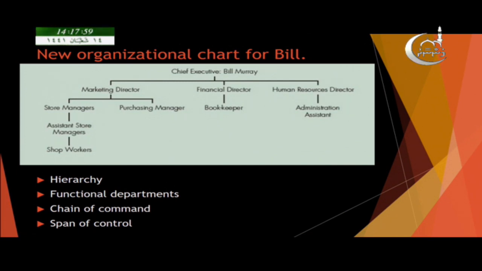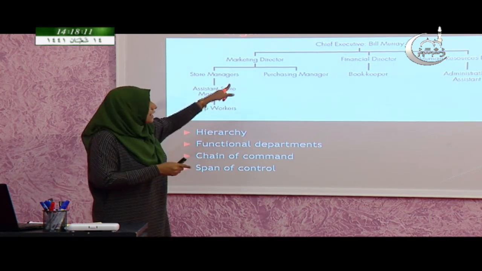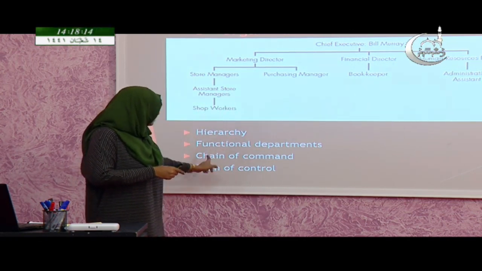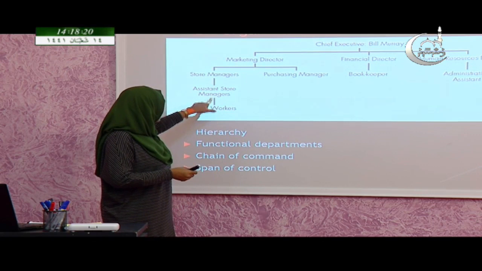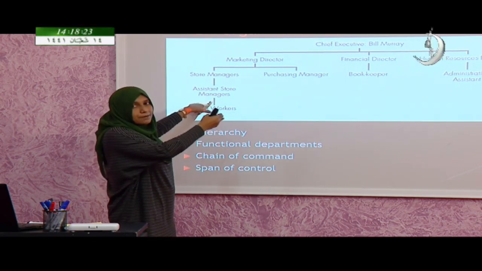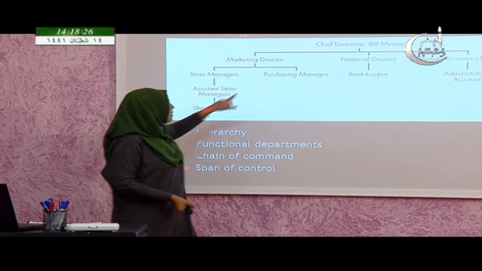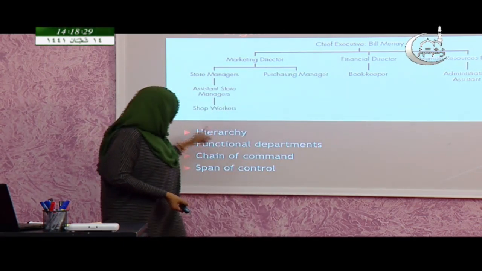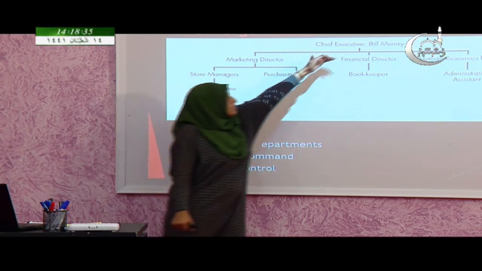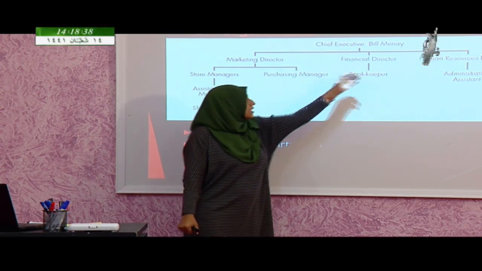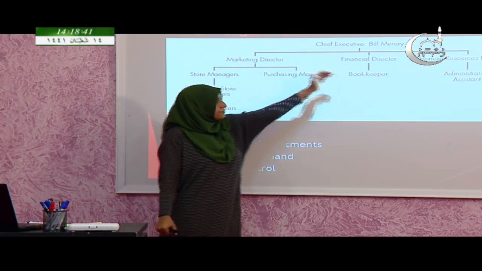Then chain of command. This also we discussed. Chain of command means how authorities are passed from top level to the lower levels of the employees. So, chain of command we can identify through vertical lines. Remember that hierarchy we identify through horizontal lines, but chain of command we can identify through these vertical lines here. So, we can understand how these authorities are passed from top to the lower levels. For example, Bill can't send the messages directly to the shop workers. Do you know why? Because under Bill there are a lot of directors, and under those directors there are a lot of other staffs.